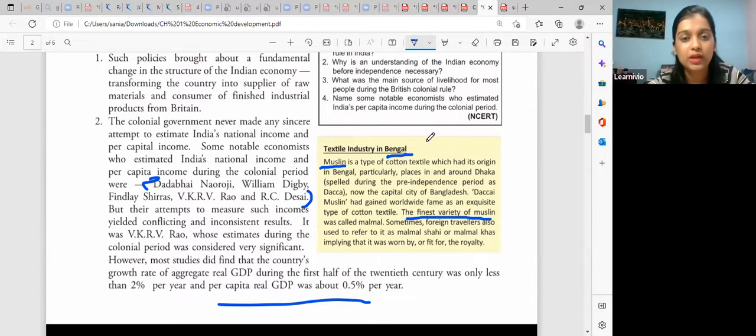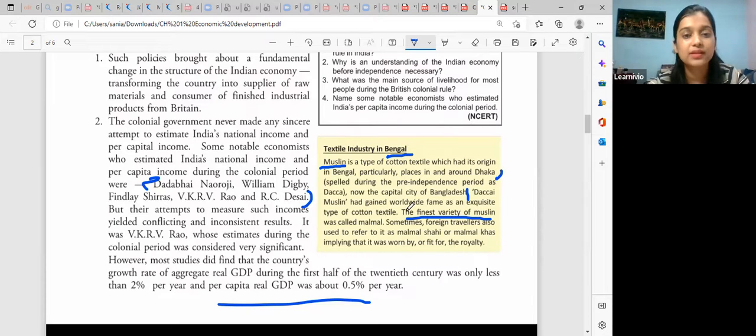So what you are going to write about this: put a hashtag Muslin. First point, write: Muslin is a type of cotton textile which had its origin in Bengal, particularly places in and around Dhaka. Dhaka is now the capital of Bangladesh. Muslin and Dhakai muslin had gained worldwide fame as an exclusive type of cotton textile. You're not going to write all this, I'm just telling you what you're going to write. Just write it down till Dhaka.